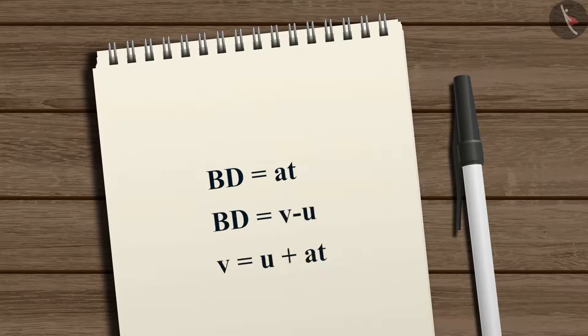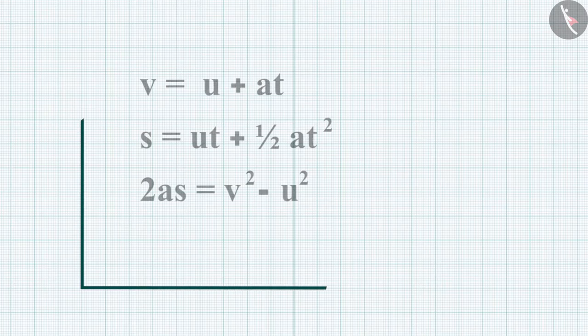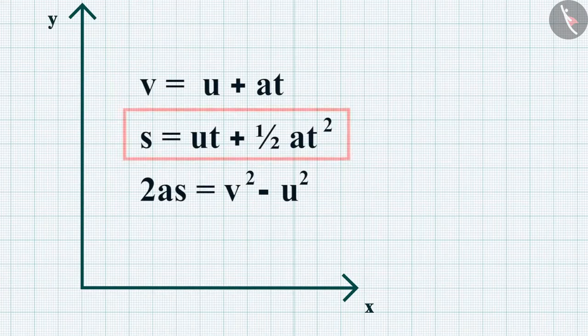By substituting the value of BD = at in BD = v - u, we get v = u + at. Now, let's derive the second equation. Equation for position-time relation.